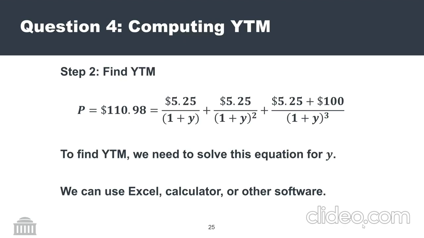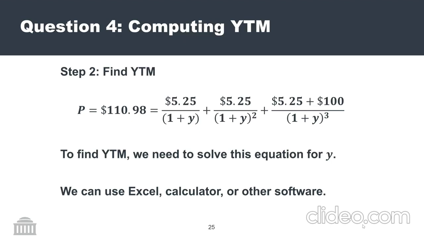So 110.98, this is the current price of this bond, equals the first coupon discounted to present at YTM, plus the second coupon discounted to present at YTM, plus the last coupon and the face value discounted to present at the YTM as well. So now all we have to do is solve this equation for y. So this is just one equation with one unknown.